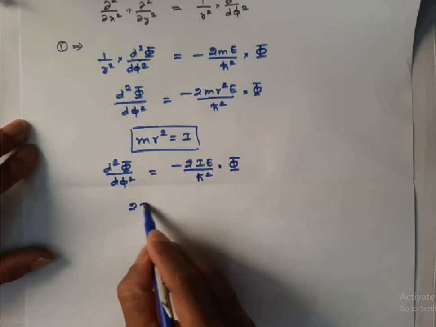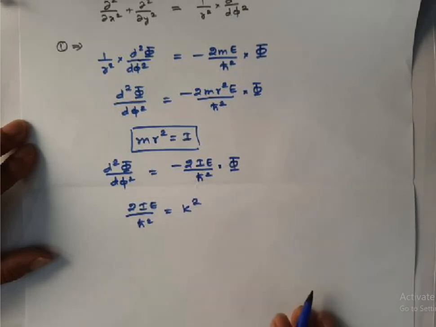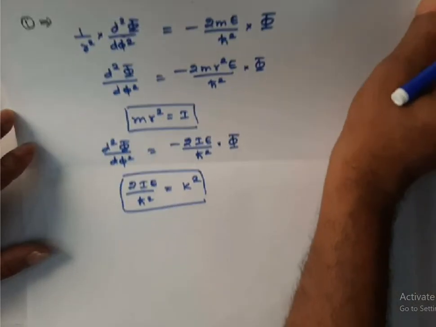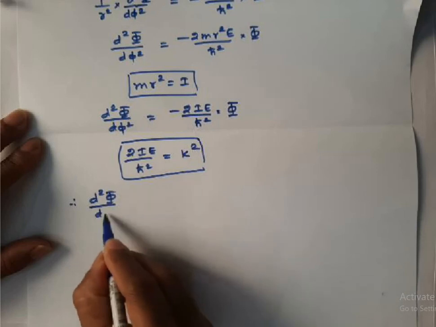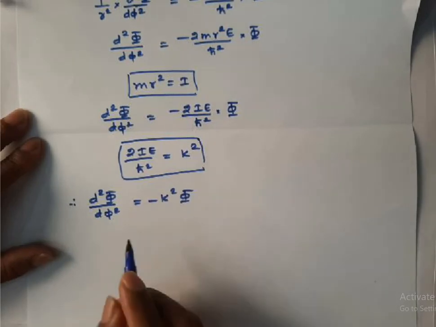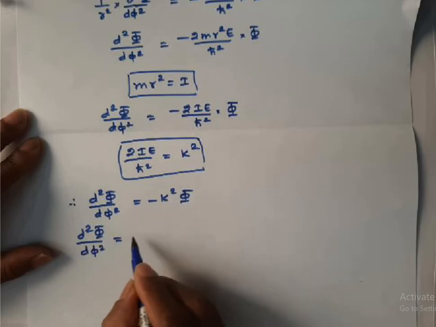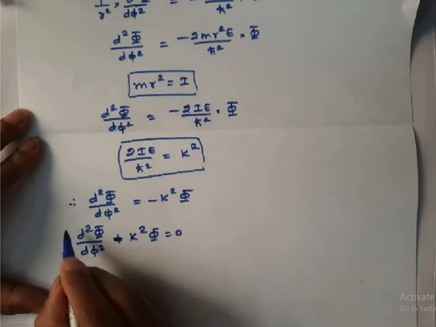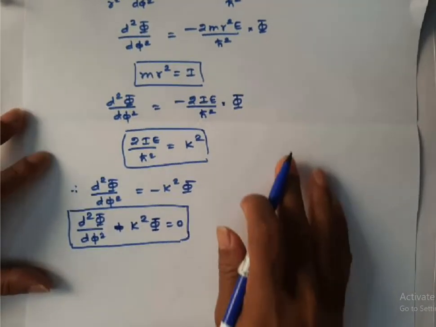I'll replace the constant 2IE by h bar square with a new constant, say k square. If I do that, we'll get d square Phi by d phi square equal to minus k square into Phi. I'll bring this to the left hand side, so d square Phi by d phi square plus k square into Phi equal to 0. So this is the second order differential equation we obtain for the particle on a ring.